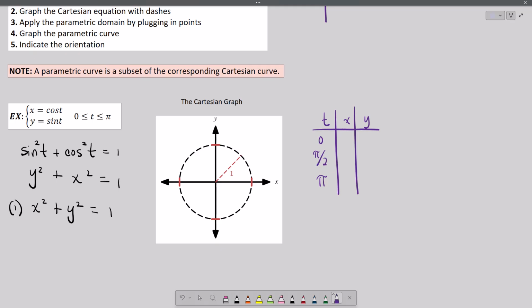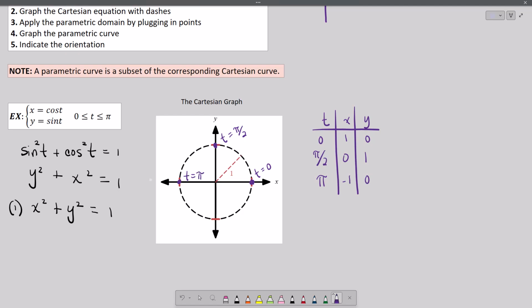And now we go to our parametric equations right here. Let's figure out what x and y are when t is 0. So we plug in 0 here. Cosine of 0 is 1. Sine of 0 is 0. So this point is plotted when t is equal to 0. That's our start point. Now pi over 2. We plug pi over 2 in here. Cosine of pi over 2 is 0. Sine of pi over 2 is 1. So we're at (0, 1) when t is pi over 2. And we plug in pi, and of course we get (-1, 0). So here's where we are when t is pi.